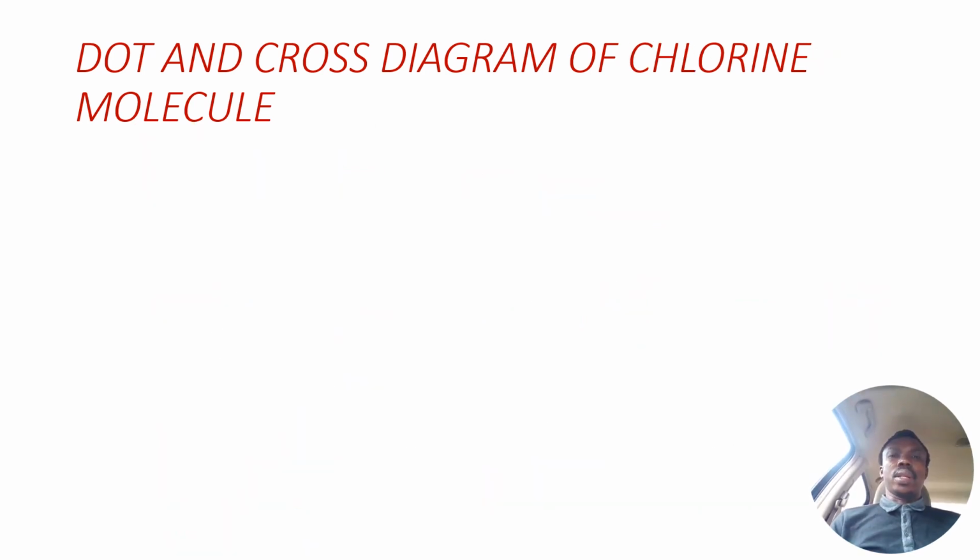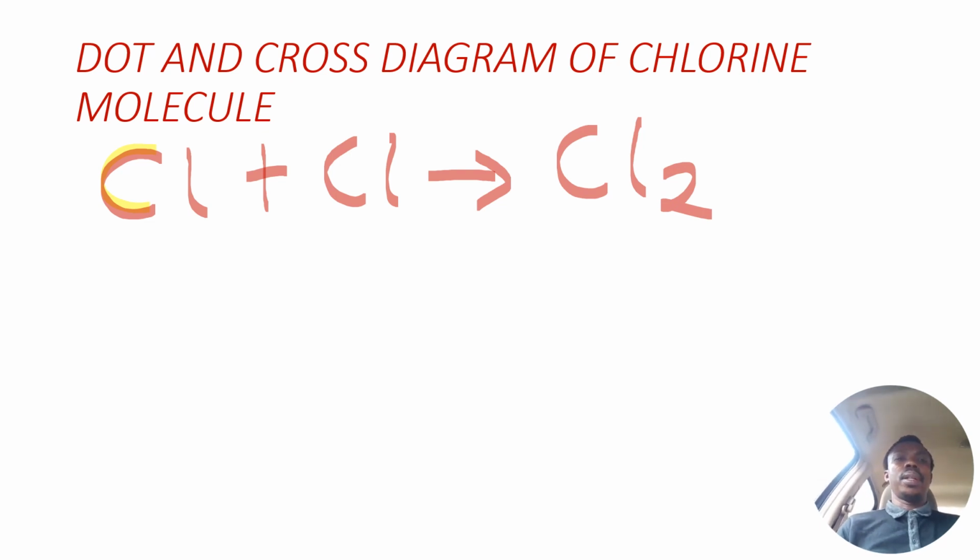So I want to use the dot and cross diagram to represent the formation of a covalent bond in a chlorine molecule. In the formation of a chlorine molecule, one atom of chlorine combines with another atom of chlorine to form a molecule of chlorine. A molecule of what? Chlorine. The atomic number of chlorine is 17. That means chlorine has 7 electrons in its outermost shell, so it needs 1 electron to complete its octet state.